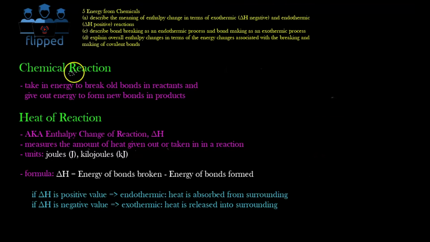Today we're on a chapter of energy from chemicals. A chemical reaction is defined as follows. It's basically when we take in energy to break old bonds in reactants, and when we give out energy to form new bonds in products.